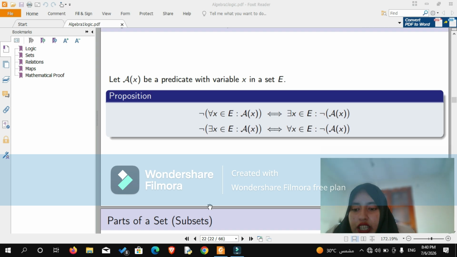The negation of 'for all x in E, A of x' is equivalent to 'there exists x in E, not A of x'.